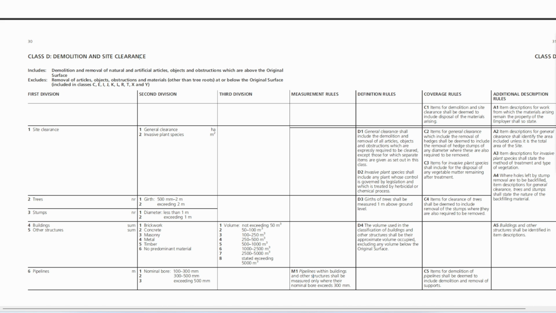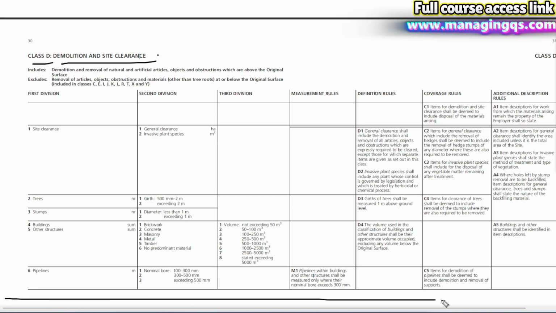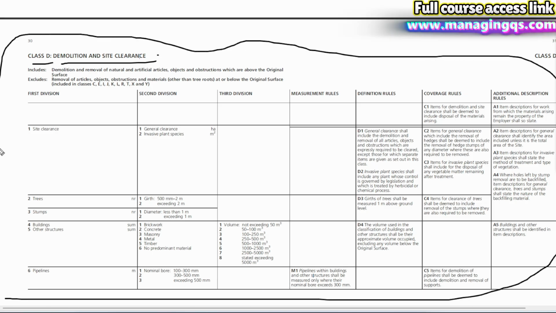Hello guys, welcome back. Today we are going to discuss one of the very interesting measurement rules in the CESMM, Civil Engineering Standard Method of Measurement, for infrastructure projects. We know very well Class D, demolition and site clearance. If you are an infrastructure quantity surveyor or any other commercial management professional dealing with monthly payments or variations for demolition and site clearance, you should thoroughly understand the entire Class D.